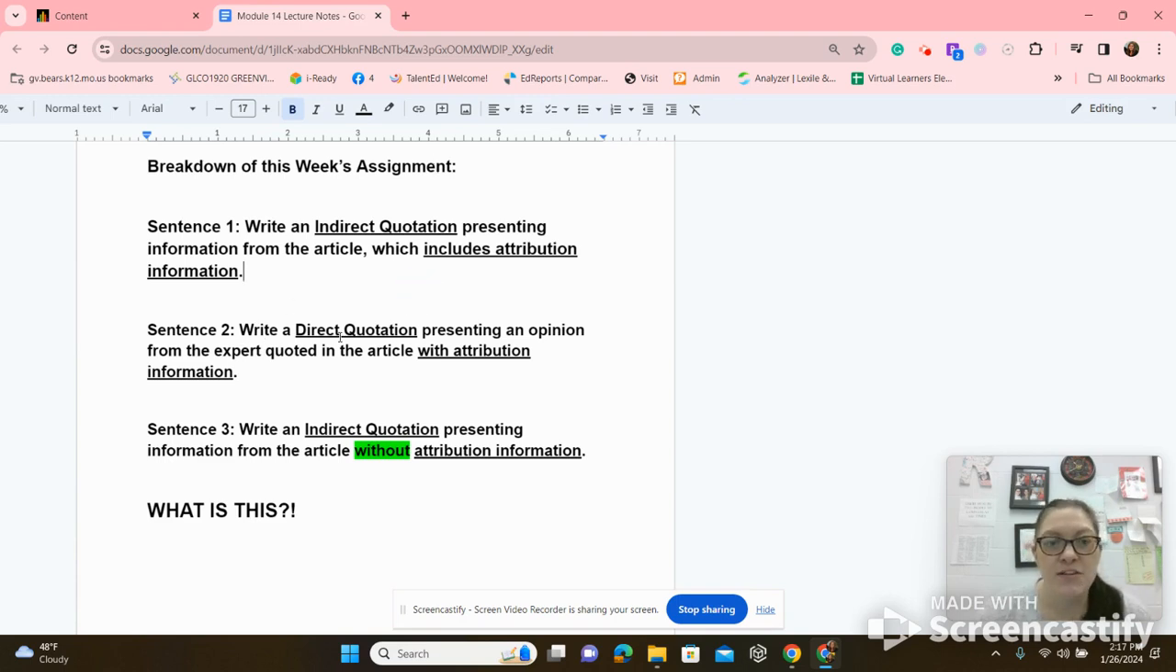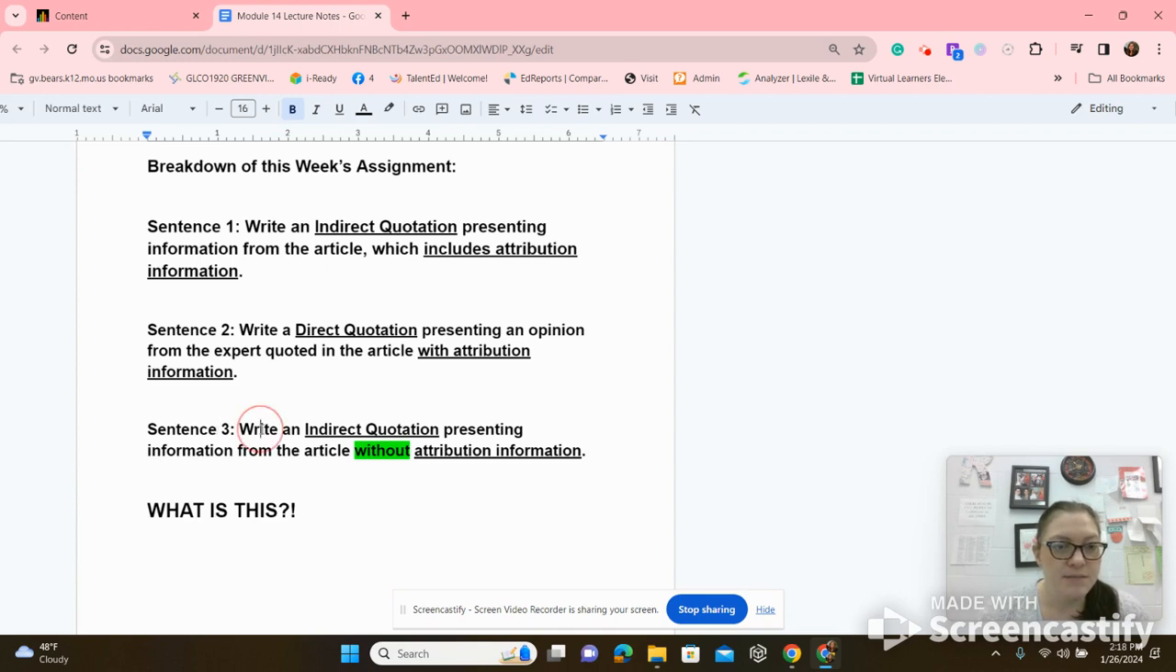Sentence 2, write a direct quote. So you will need quotation marks for number 2. A direct quote presenting an opinion from the expert quoted in the article. So you're going to have to find something that was stated by the expert in the article, put that in quotation marks, and you need to tell me who said it, within what article, and what are their credentials. So again, who were they? Why do we care? Are they a police chief? Are they a scientist? What gives them their credentials? And then in what article was it said? If you forget what you need for credentialing, you can scroll up on these notes, and it had a list of the 3 things you need.